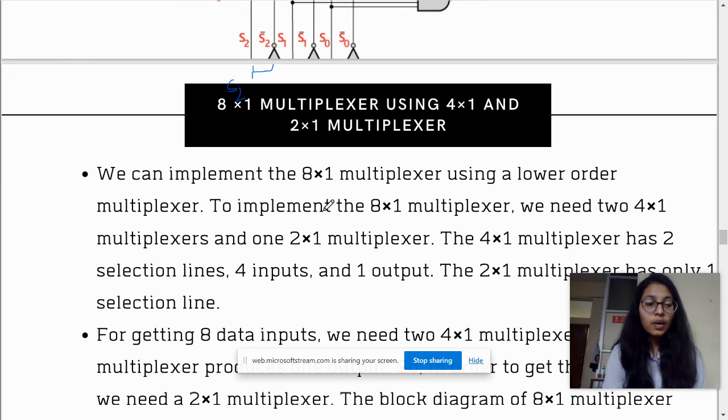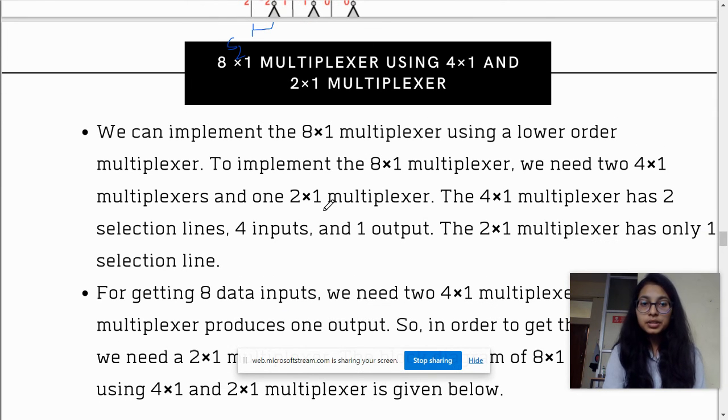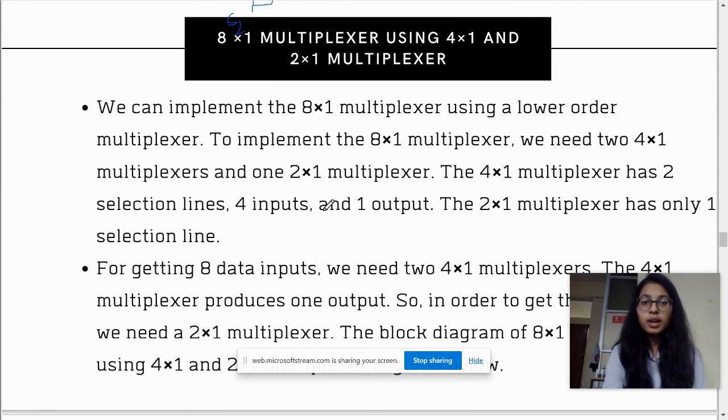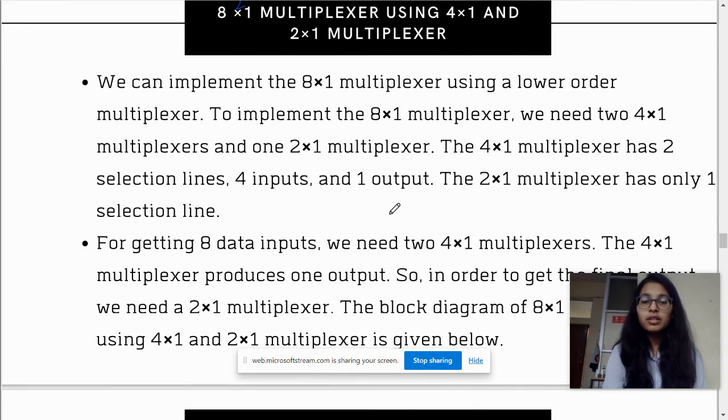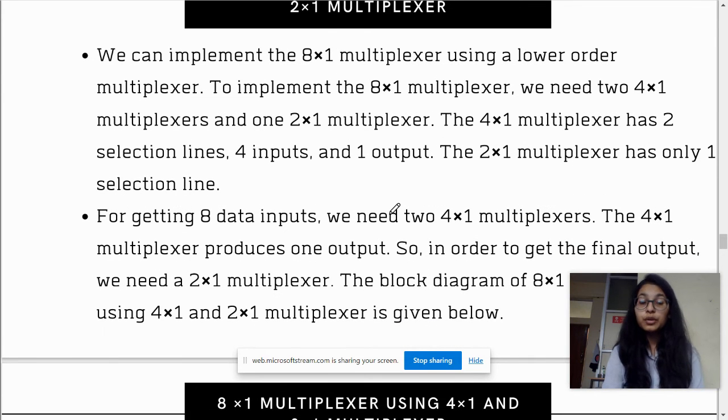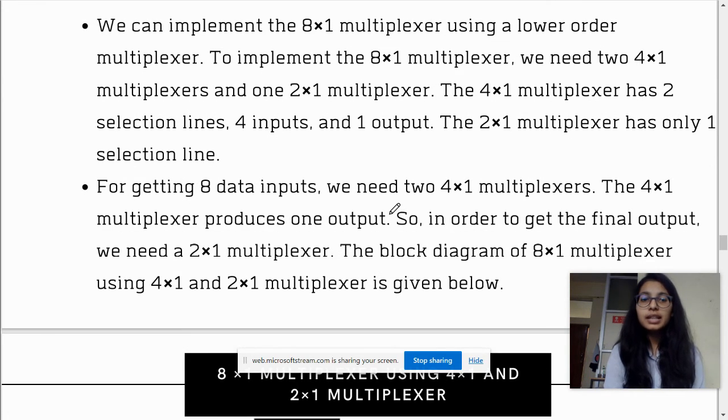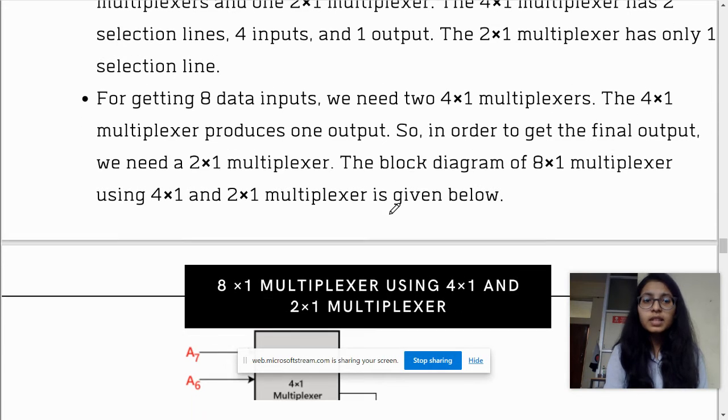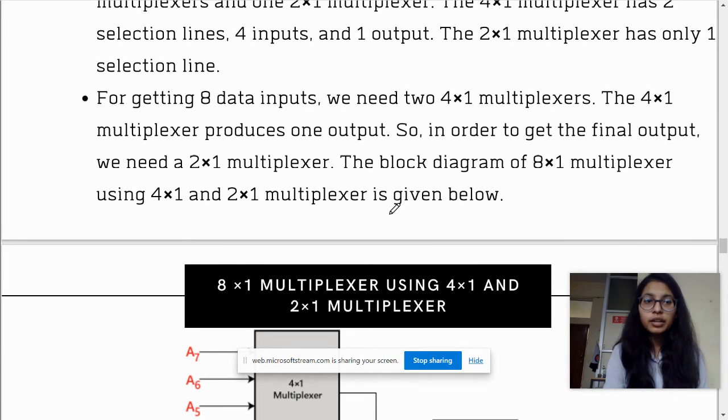Okay. Now, how to implement an 8 cross 1 multiplexer using 4 cross 1 and 2 cross 1 multiplexers. We can implement this using lower order multiplexers. Obviously, 8 cross 1 is a higher order multiplexer, and to implement this we need two 4 cross 1 multiplexers and one 2 cross 1 multiplexer. The 4 cross 1 multiplexer has two selection lines, as we already saw before, and four inputs and one output. The 2 cross 1 multiplexer has only one selection line. This we've already seen in the beginning.